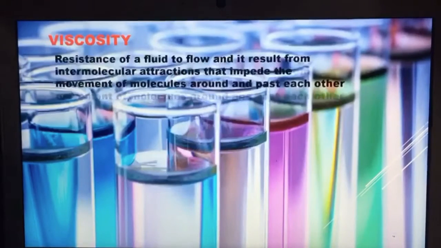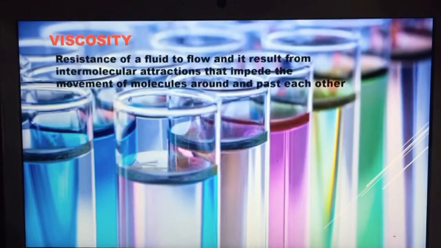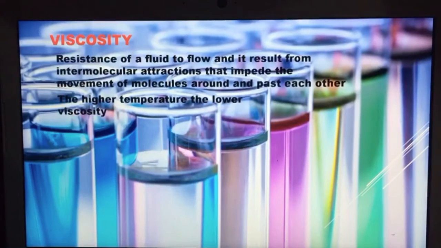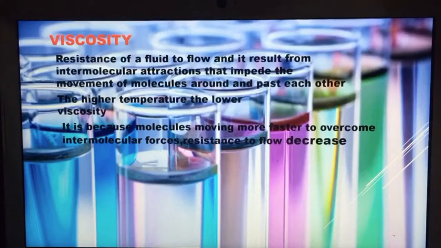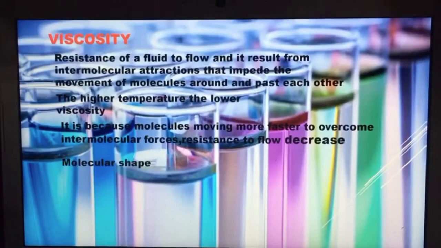Next, viscosity. Viscosity is the resistance of a fluid to flow and it results from intermolecular attractions that impede the movement of molecules around and past each other. The higher the temperature, the lower the viscosity. It is because molecules move faster to overcome intermolecular forces, so resistance to flow decreases.